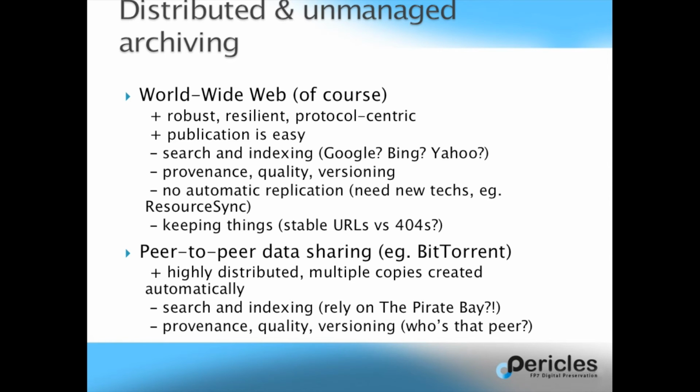You might think peer-to-peer networks, things like BitTorrent, might be an optimal way to share data across the web. BitTorrent, by its very nature, will recreate multiple copies of a particular set of files in a highly distributed way. Well, yes, it does. But again, search and indexing, how do you find these things? I'm not sure relying on the Pirate Bay is the right way to preserve the scientific record. And again, provenance, quality, versioning can be perhaps more of an issue in peer-to-peer networks than even on the web. And it shares many of the same problems of the web in terms of provenance, in terms of stability, etc.